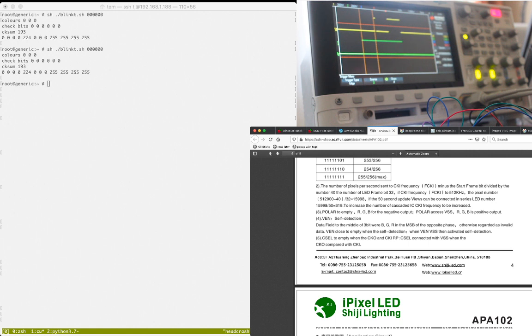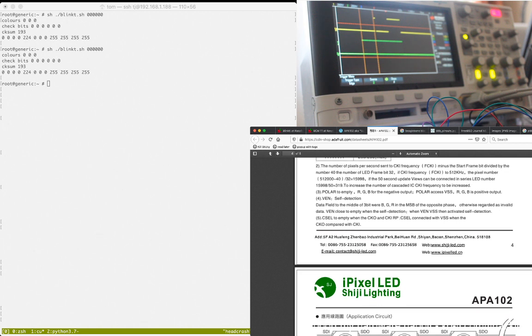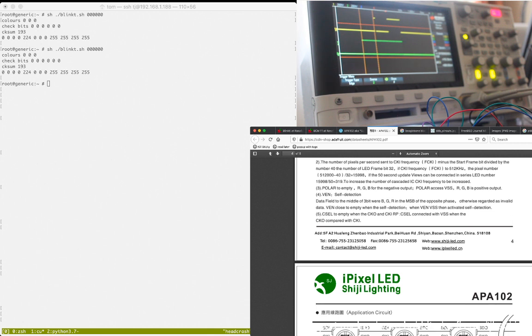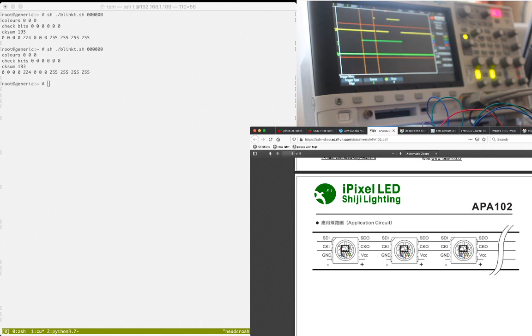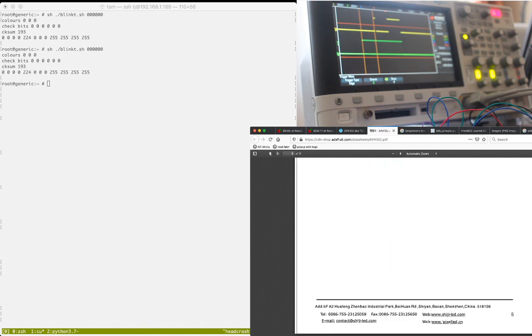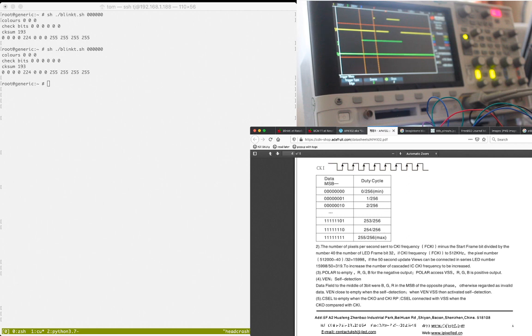There's something about polar access. Polar to empty. RGB for negative output. Polar VEN, self-detection, data field to the middle, 3-bit were BGR in the MSB of the opposite phase, otherwise regarded as invalid data. V-enable close to empty when the self-detection. Yeah, I'm not getting anything out of this either. I do not know what that means. Now we have an application circuit diagram, which would be helpful if we were laying these out, but we already have them. And that is the entire datasheet. And so that has not helped me.